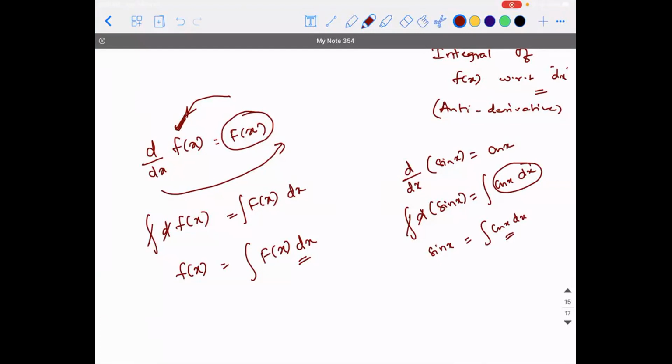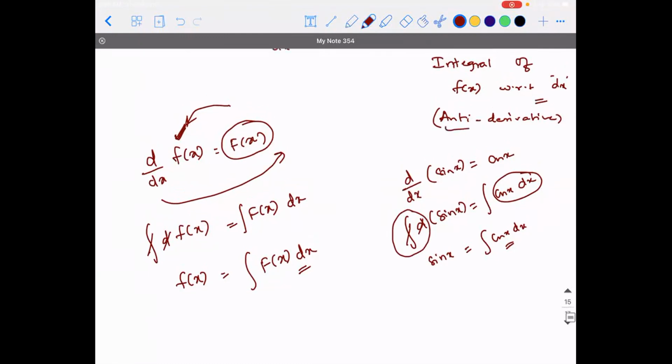Sir, why are we cutting those integral and d? You don't cut it. I'm just telling it for your understanding. They are counter operations of each other, integral and derivative. That is why I called it antiderivative. That is how the operation works.